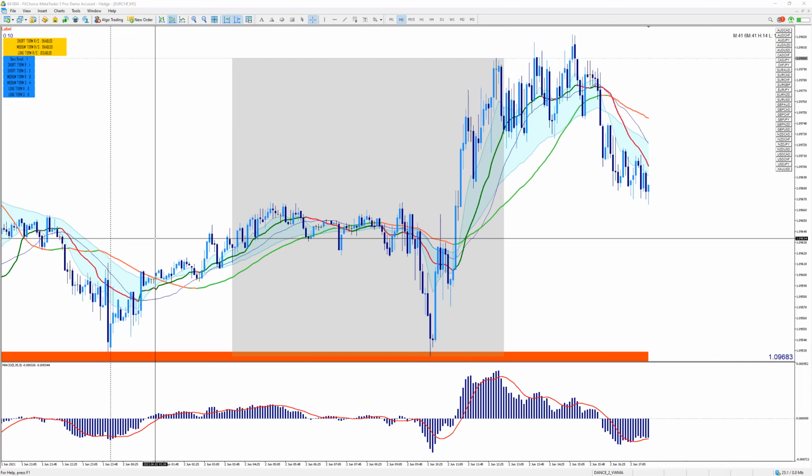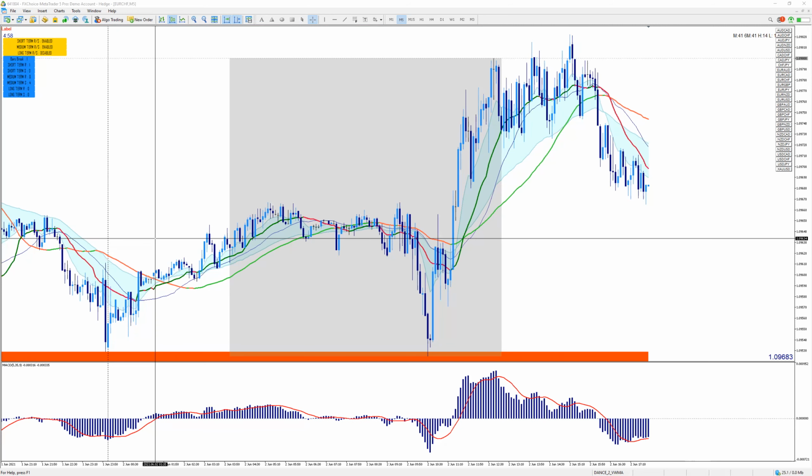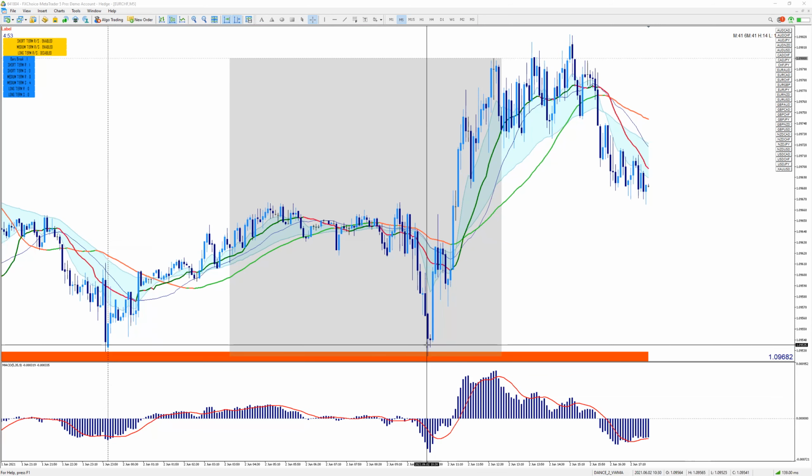So he's in session. Because it looks like it has this box ending around 12. So this low here was at about 3:30 in the morning.